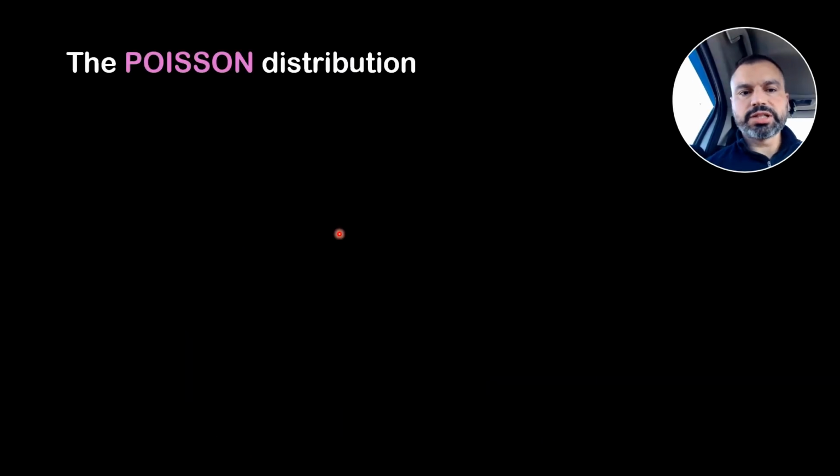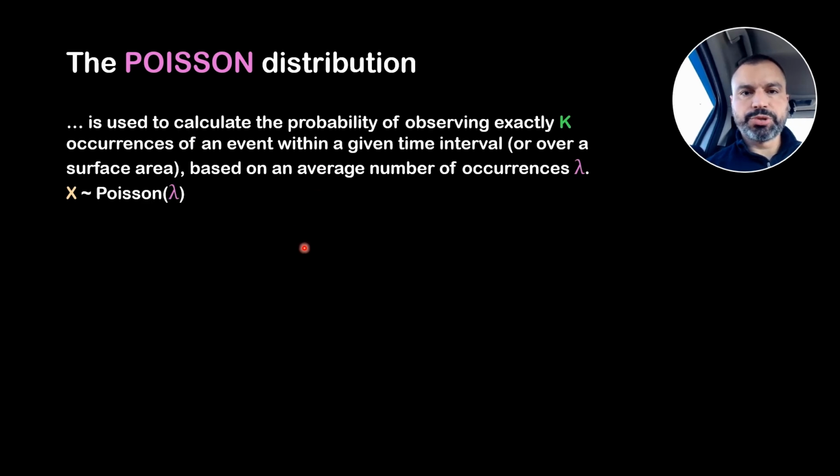So it's a 0.45% chance of getting these 2 aces. And last but not least, we have the Poisson distribution, which is used to compute the probability of observing exactly k occurrences of an event within a given time interval or over a surface area based on an average number of occurrences lambda. We say that a particular random variable x follows a Poisson distribution of parameter lambda.